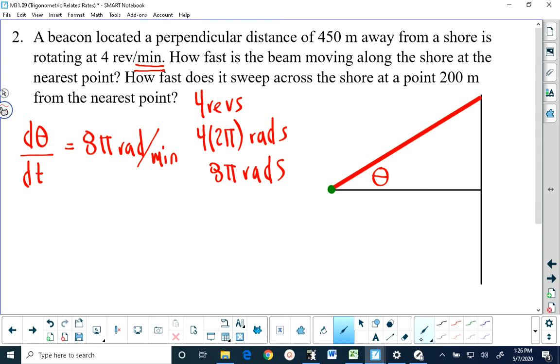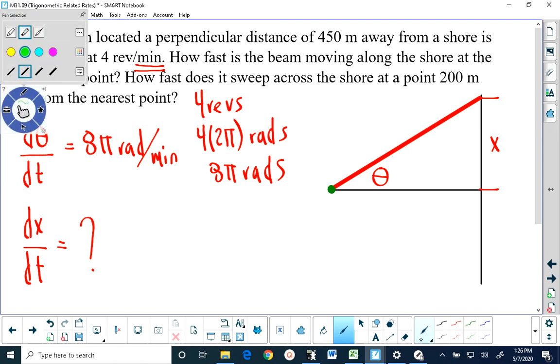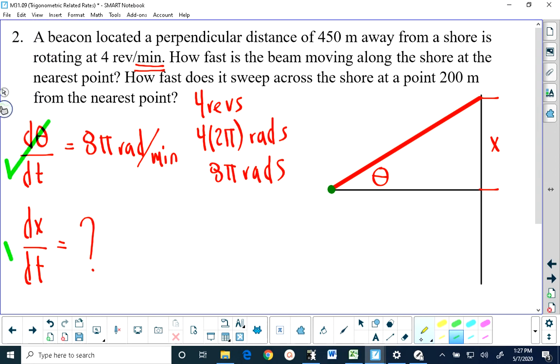It has no value. Now, when we're asked how fast is the beam moving along the shore, that means we're asked to find the rate at which this distance is changing. We can call that rate of change dx dt. So here is our list of rates of change that we know or want to find.